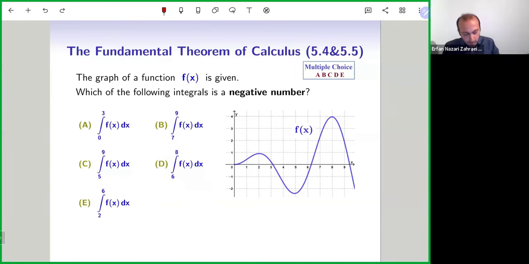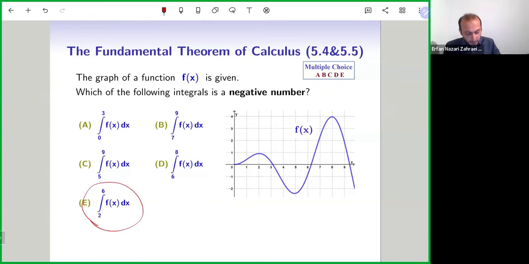Now let's look at choice D, from 6 to 8. The same scenario. This part is positive, and this very small part is negative. But the positive part is much larger, so in total you get a positive answer for this integral.